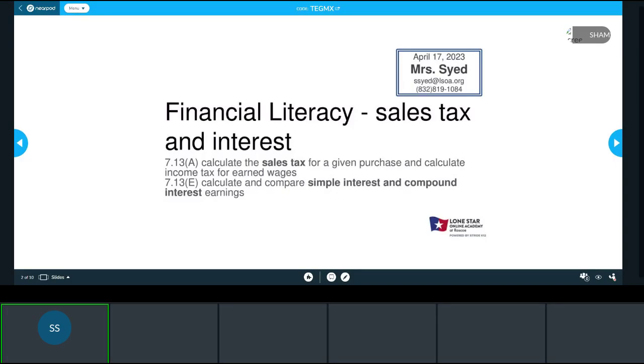Hello, students. In this recorded lesson, I'm going to go over financial literacy, sales tax, and interest. The lesson objective for today's session is we will be calculating sales tax from a given purchase and calculate income tax for earned wages. We will also practice calculating and comparing simple interest and compound interest earnings.